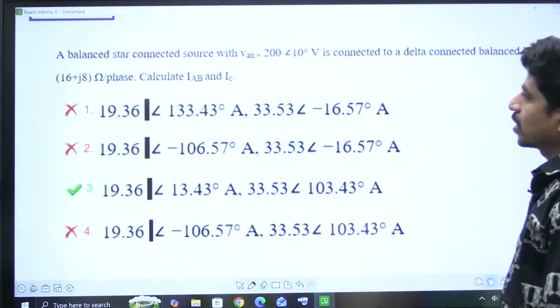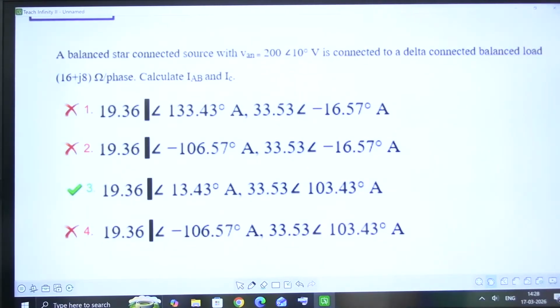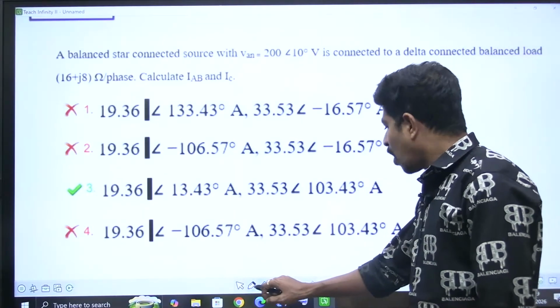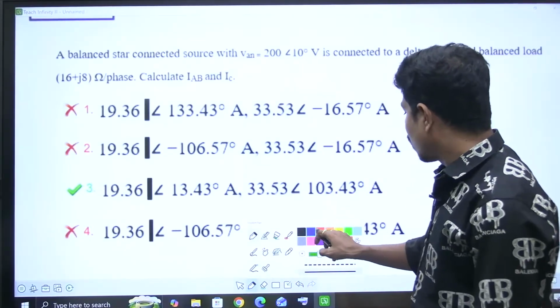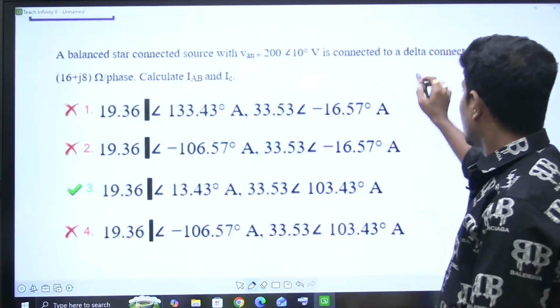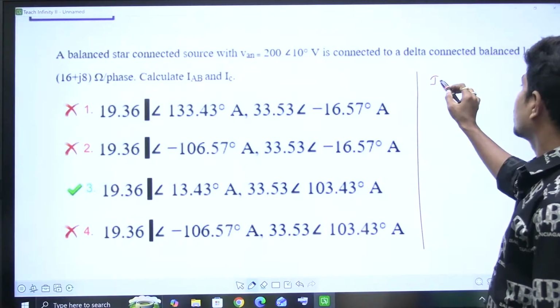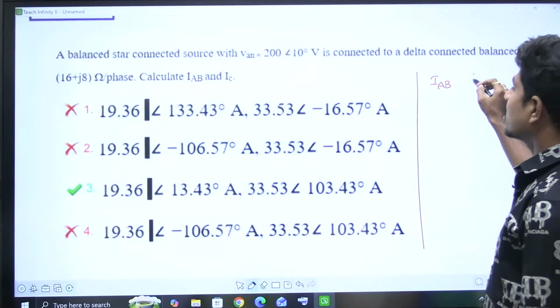What is it saying? A balanced star connected source with VAN equal to 200 at an angle of 10 volts is connected to a delta connected balanced load of 16 plus j8 ohms per phase. Calculate IAB and IC. I will tell you, let us not calculate. Let us do it with our intelligence. Without calculation, one is line current. IAB is line current, IC is phase current.